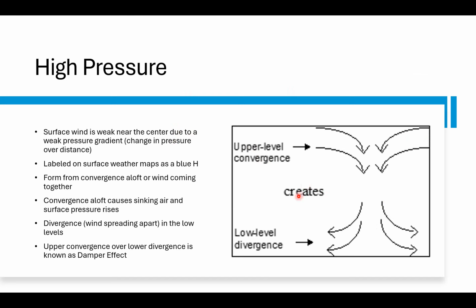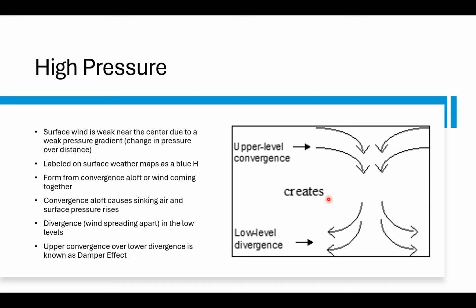All right, so when we look at surface high pressure, we generally have a weaker surface wind near the center due to a weaker pressure gradient. And a pressure gradient is just a change in the barometric pressure over a specified distance. It's labeled on the surface weather maps as a blue H. So if you see the nightly meteorologist doing the weather segment on your local news, you'll notice the blue H. That denotes high pressure.